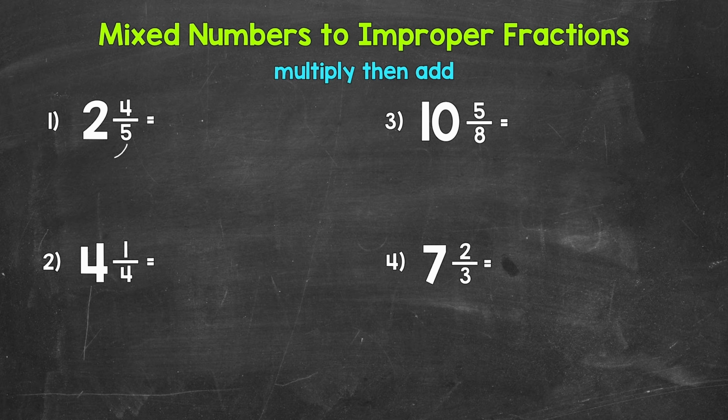So again, we start at the bottom, and we multiply, then add. So we do 5 times 2, which is 10, plus 4 is 14. That's our numerator. Then we keep our denominator the same. So 5. That gives us our improper fraction. So 2 and 4/5 equals 14/5.